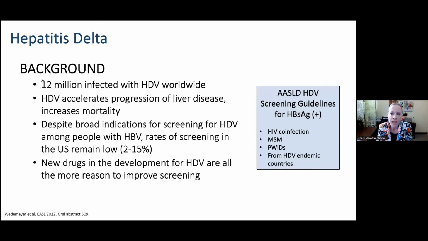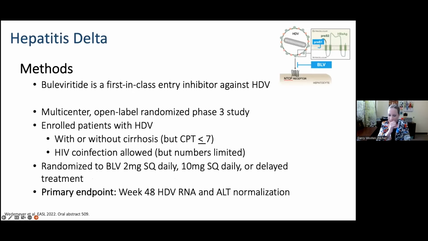If you look at how we do with screening of people with hepatitis B for Delta in the US based on guideline indications, we screen about 2 to 15% of people who are actually indicated for screening. So something that we can all work on and improve, especially because we have some new and exciting drugs in development that we might be able to start offering to our patients. So that's why I wanted to present this. This is just one of many, and I will go through this fairly quickly. But this is bulevirtide, which is a first-in-class entry inhibitor against hepatitis D. And this was an open-label randomized phase 3 study of patients with hepatitis Delta, obviously hepatitis B as well.